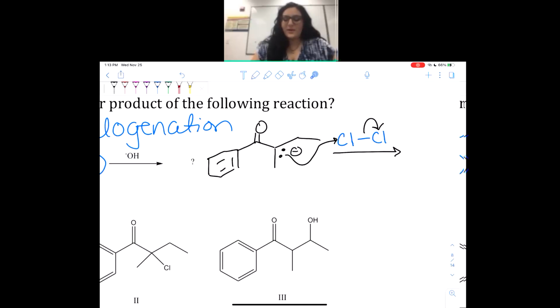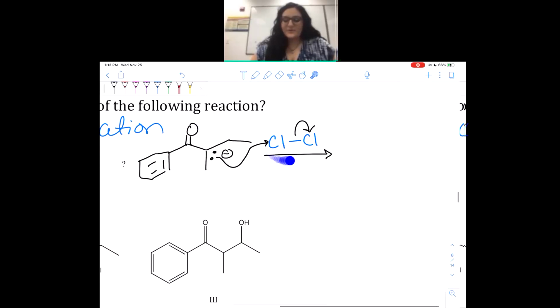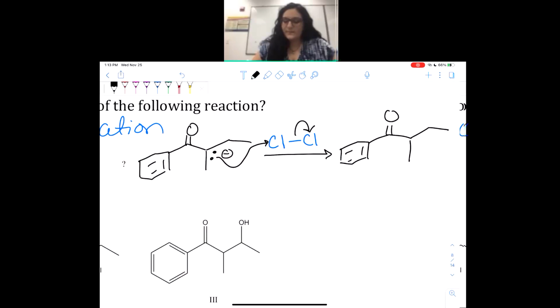And so this carbon right here acts as a what? Or acted, I should say. As a nucleophile. Awesome. So this enolate carbon is the nucleophile, and this is the electrophile. So once we attack, we add a chlorine. And ta-da, we did one substitution and we added a chlorine, right?